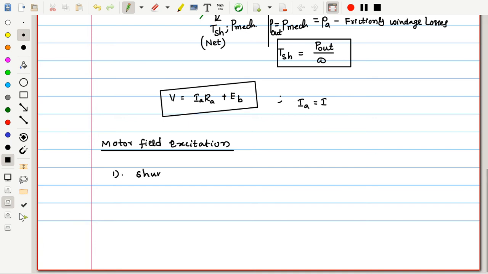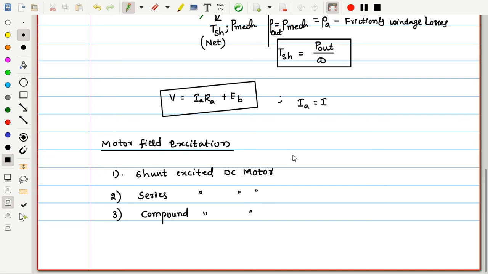Let me write that: shunt excited DC motor. Similarly, series excited DC motor, and the third one is compound excited DC motor, as with the generator, with not much difference. So we will see them one by one.